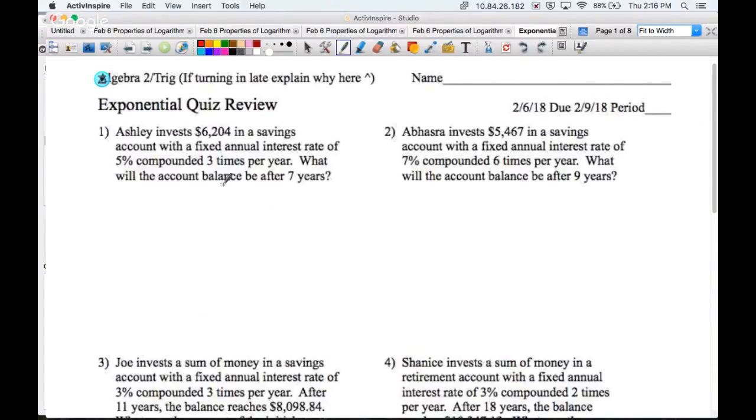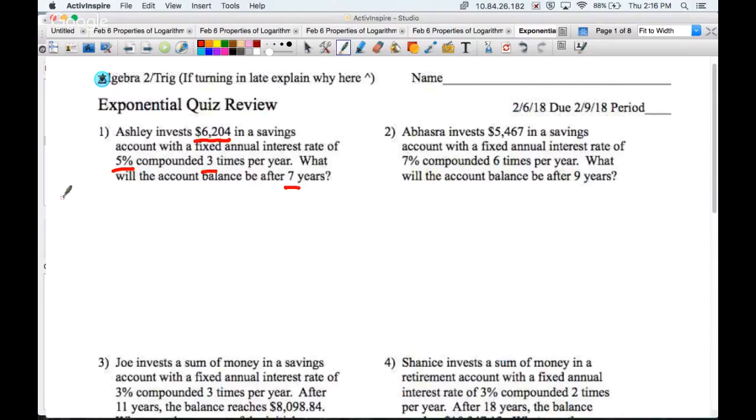Ashley invests $6,204 in a savings account with a fixed annual interest rate of 5%, compounded 3 times per year. As I'm reading, I'm probably underlining the important numbers. What will the account balance be after 7 years?